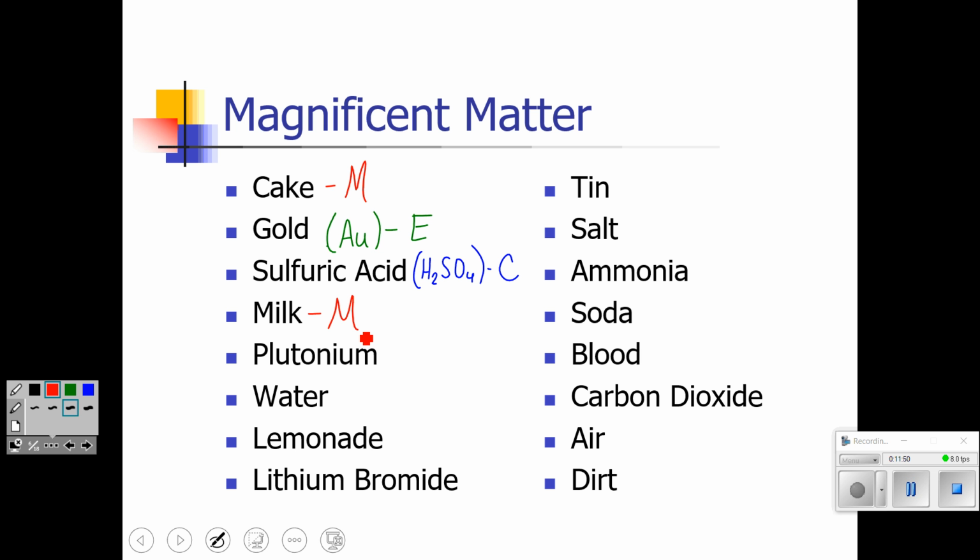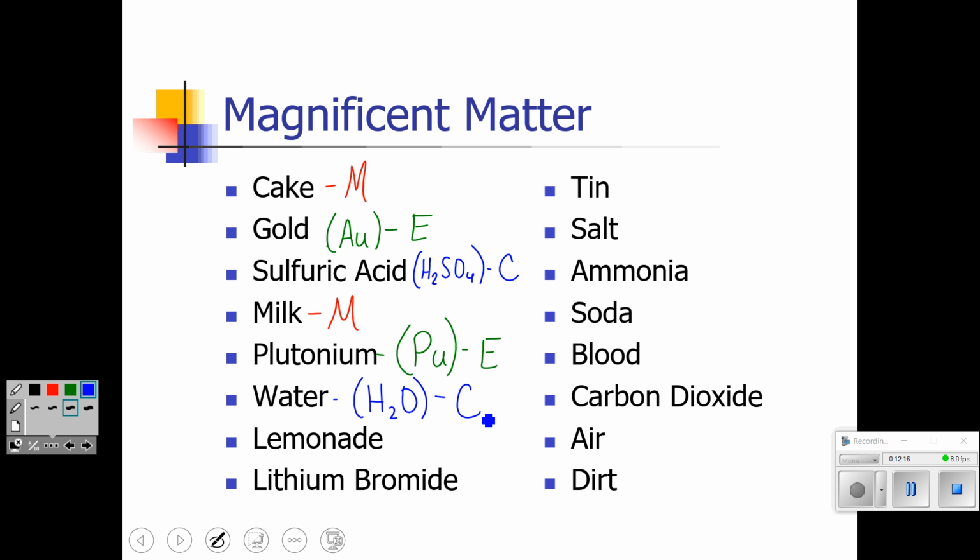Plutonium is on the periodic table and its symbol is Pu. And so therefore it's an element. As long as you have a periodic table, it's pretty easy to identify your elements. Water is H2O, 2 parts hydrogen, 1 part oxygen. So this is a compound.